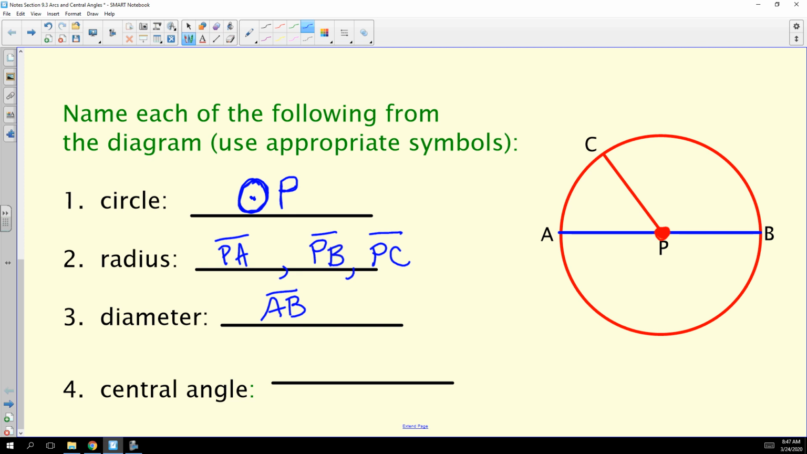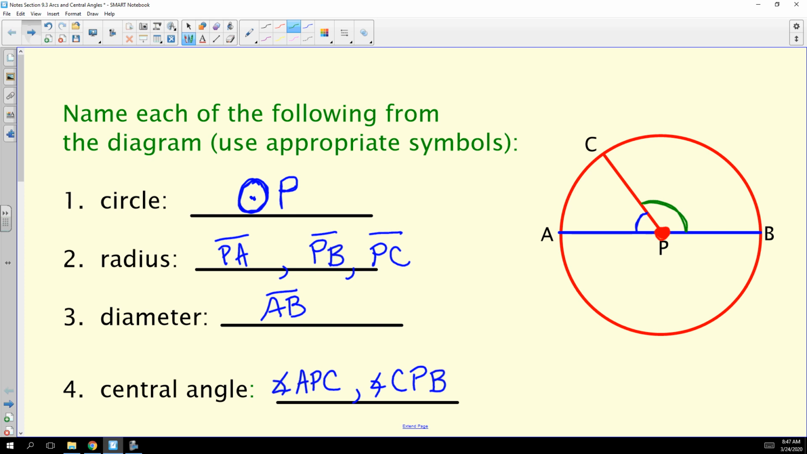So a central angle could be angle APC, or it could be angle CPB. Yes, there is a central angle that is a straight angle, angle APB, and that's fine. You can talk about that one if you wish. But if you're looking at this circle, angle APC is an acute angle right here, and angle CPB is an obtuse angle over here. If you really want to talk about the straight angle, then fine, you go ahead and name it on your own. Okay, we're going to move on to the next page.